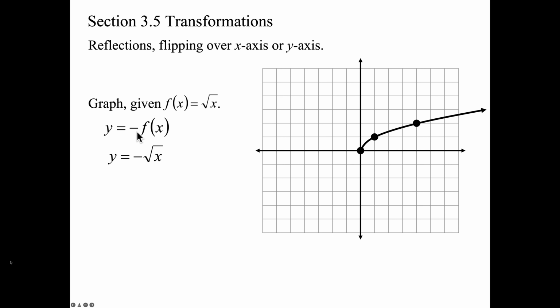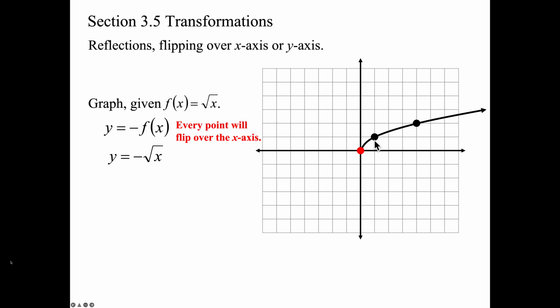So if a negative is being multiplied to your function and it's outside, you have to change the y-coordinates from positive y-coordinates to negative y-coordinates or negative y-coordinates to positive y-coordinates. So here we have our positive y-coordinates. They're going to become negative, so we're going to flip it over the x-axis. We're not going to change our x-coordinates. So the origin doesn't flip.